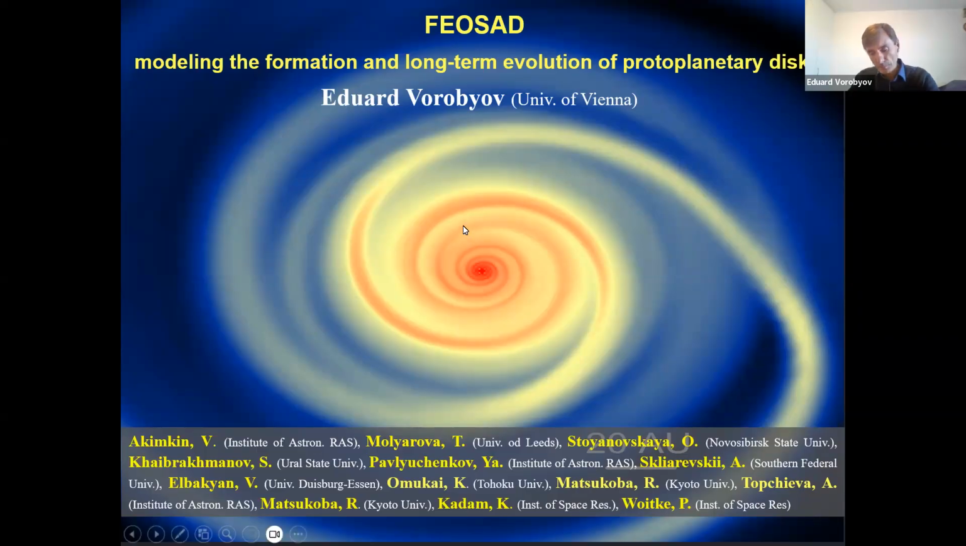It's a pleasure to introduce the code FEOSAD. I'm a primary developer, but it has become really teamwork recently, and many colleagues of mine contributed pieces and bits to this code. The code is designed to model the formation and long-term evolution of protoplanetary disks.